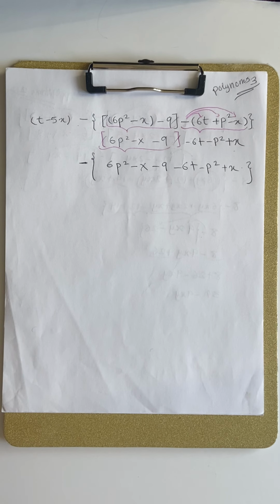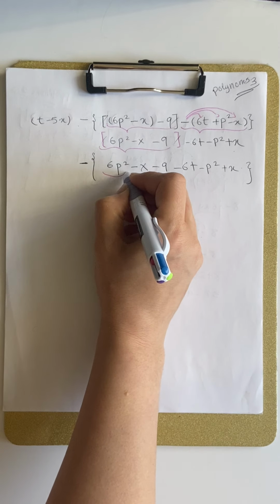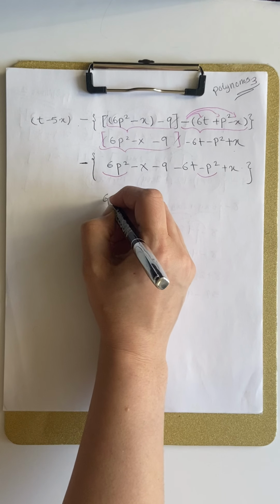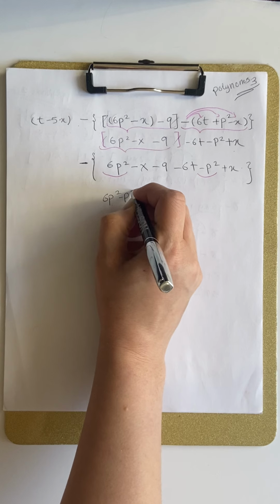What are you going to spot? Like terms. 6p2 and minus p2. These are like terms. Let's just put them together. 6p2 minus p2.